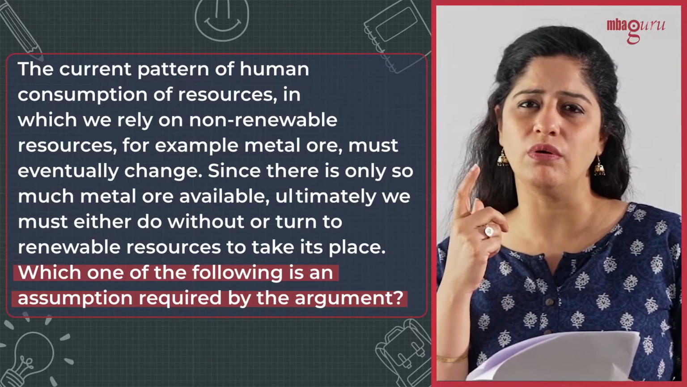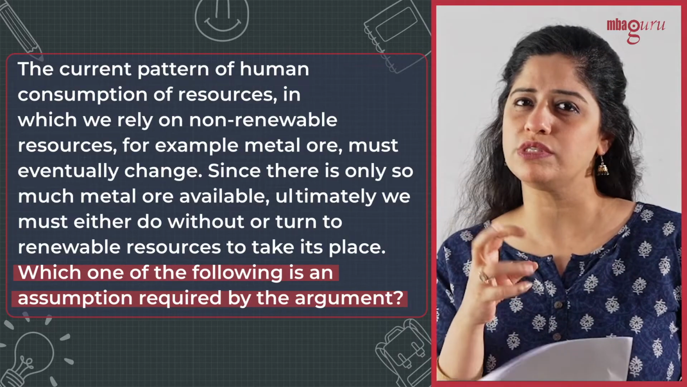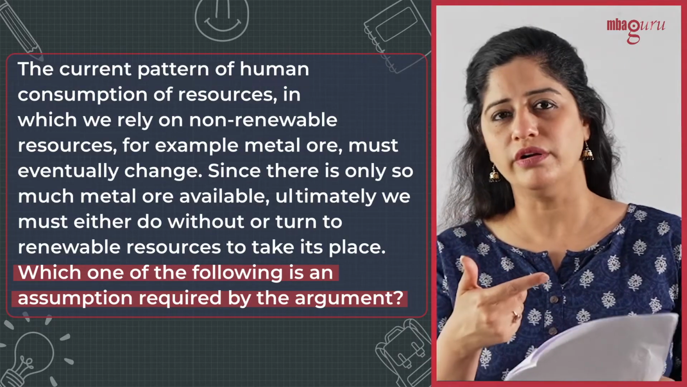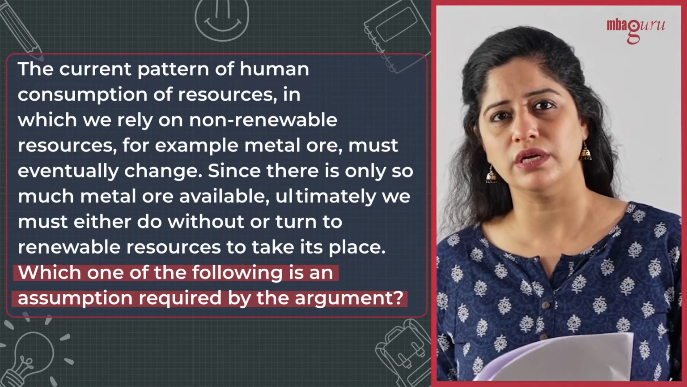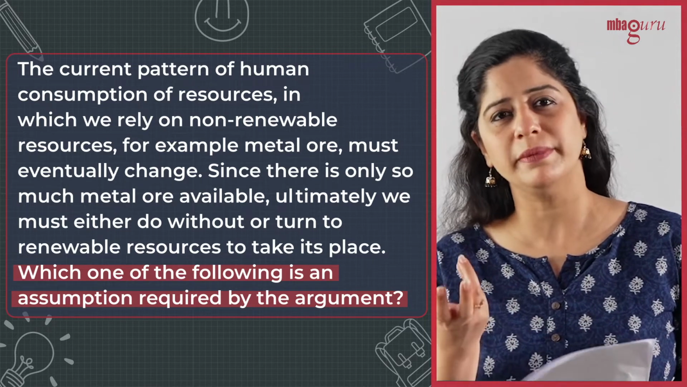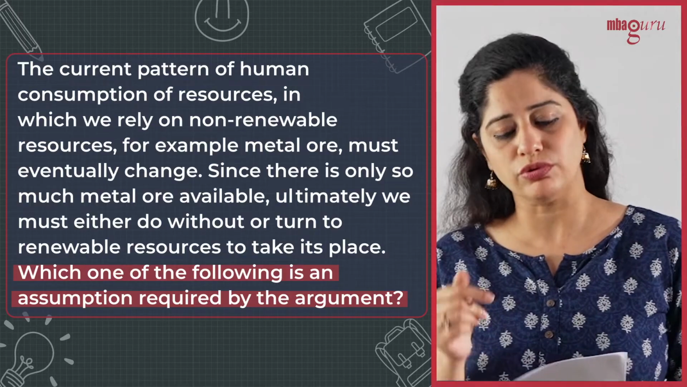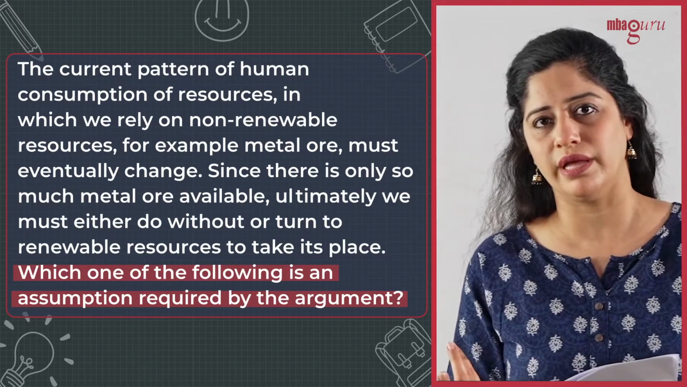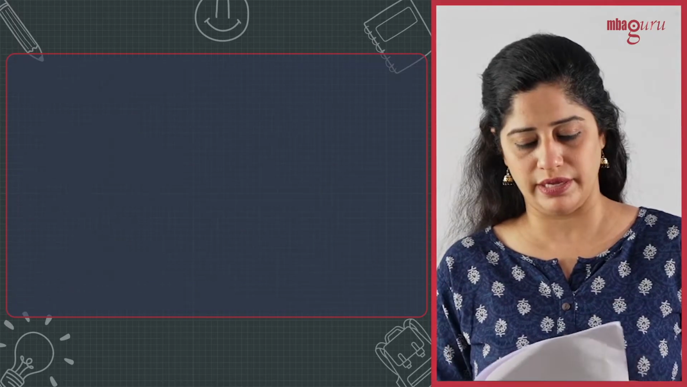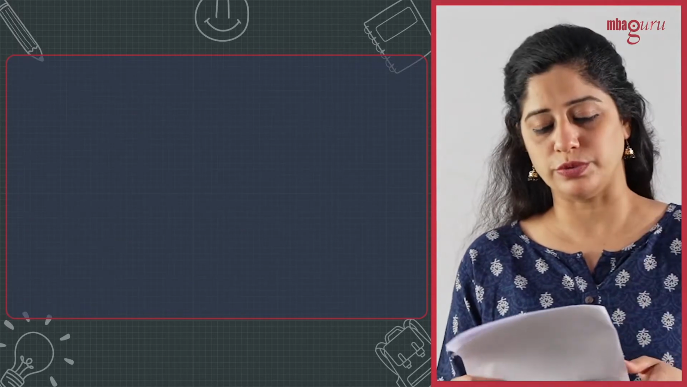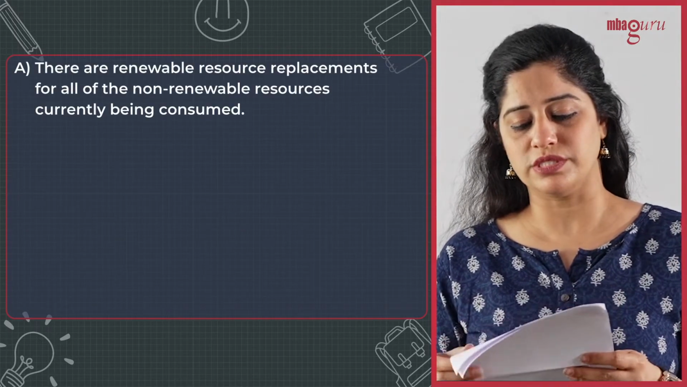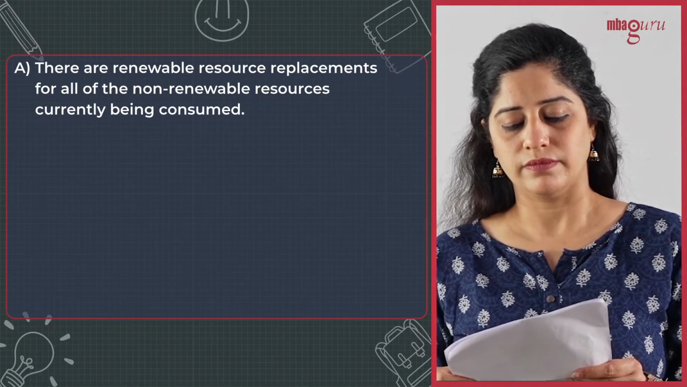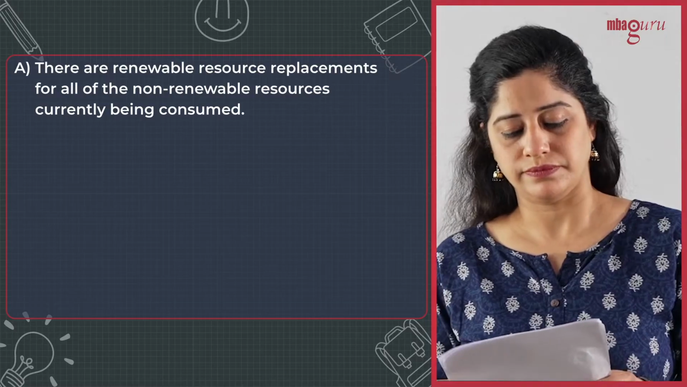ये हमें metal, ये हमें non-renewable से, आपको सोचना है ये non-renewable से renewable पे shift क्यों करा रहा है? ये non-renewable को ये क्यों बोल रहा है कि use करना छोड़ दो? अब कुछ लोग बोलेंगे क्योंकि limited ही है, but limited ही है वो तो लिखा है यहाँ पर already. Assumption में हमें वो unstated part ढूंढना है, वो implicit part ढूंढना है. Let's look at the options. There are renewable resources replacement for all the non-renewable resources currently being consumed.